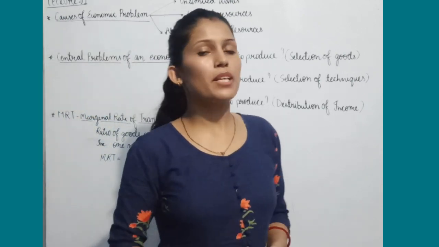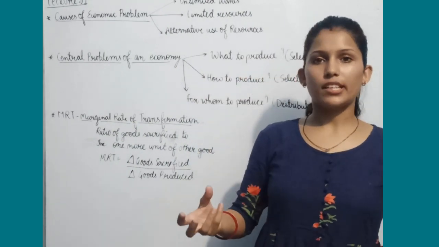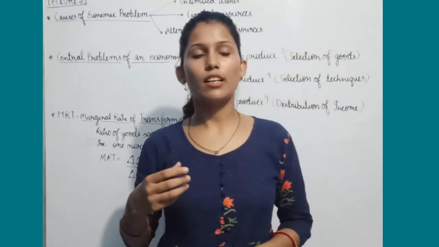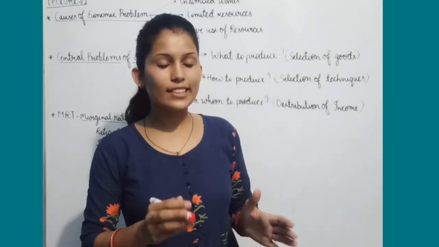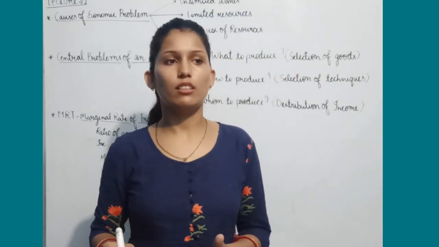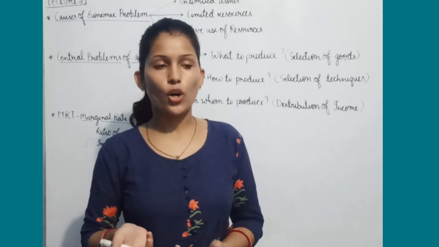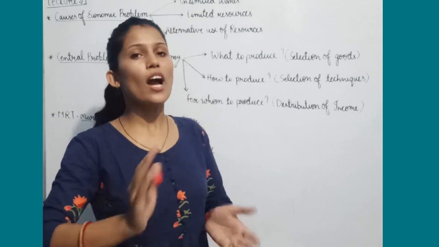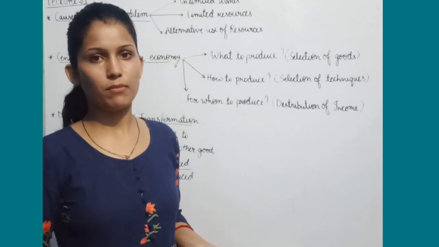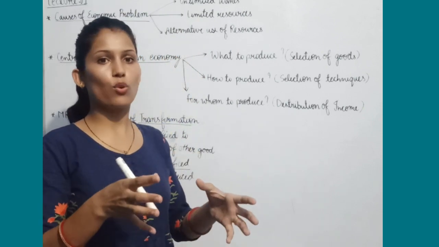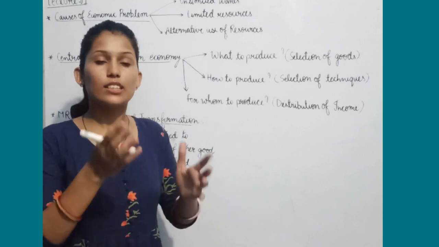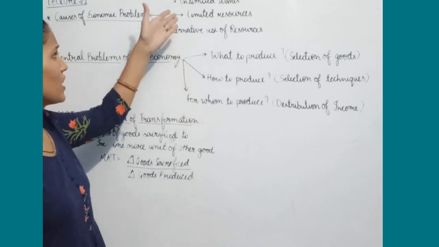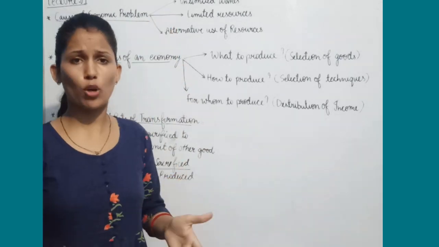Next is the alternative use of resources. Alternative use of resources means a single commodity can have different uses. For example, if we take a piece of land, in that particular land you can either do agriculture or you can build a hospital or a school. Clear? So you have to make a choice between them, in what way you should utilize that resource. So this creates an economic problem. These three were the basic causes of economic problem.